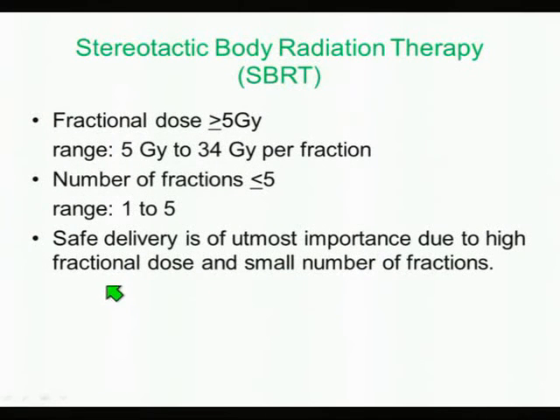Stereotactic body radiotherapy, SBRT, has a fractional dose larger than or equal to 5 gray. It has a bigger range. It can be as low as 5 gray, sometimes as high as 34 gray, I've seen, per fraction. The number of fractions is less than or equal to 5. The range could also be 1 fraction only or up to 5 fractions. So safe delivery is of utmost importance due to the high fractional dose and small number of fractions.